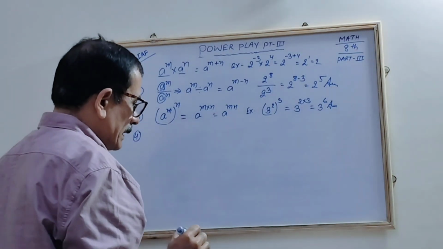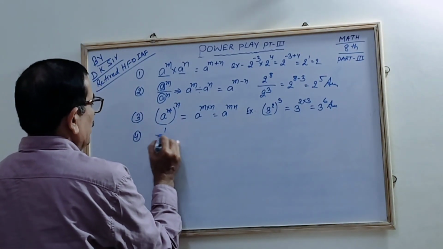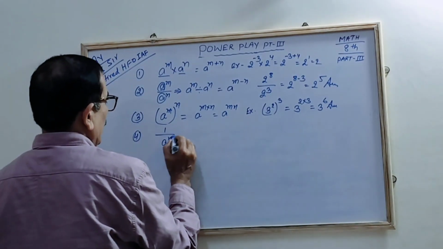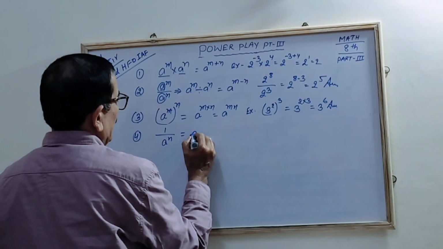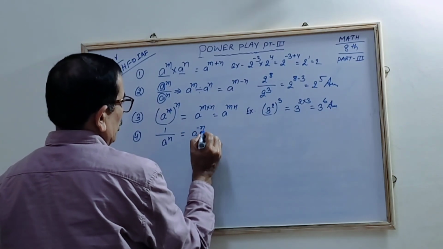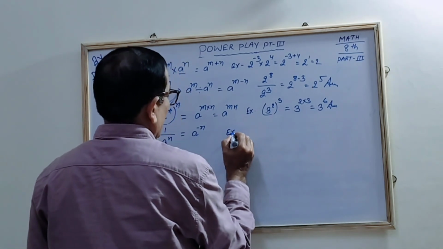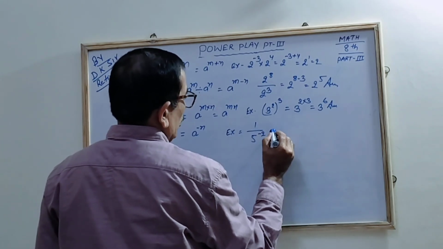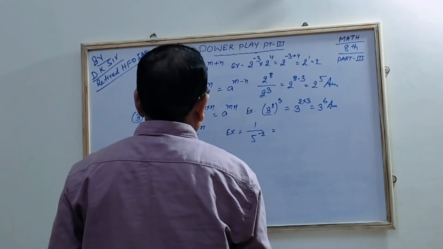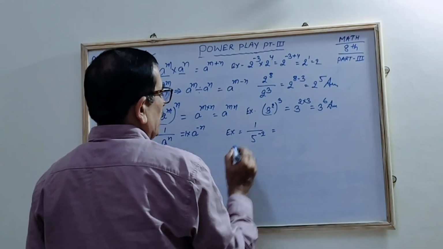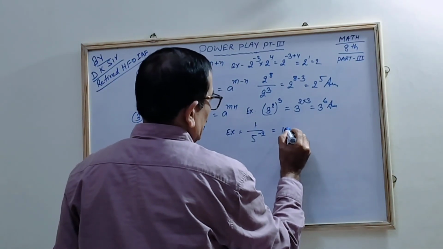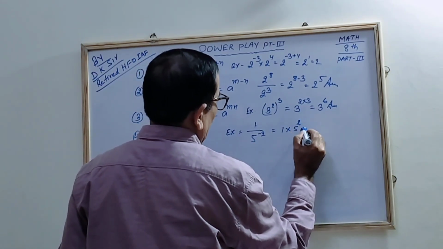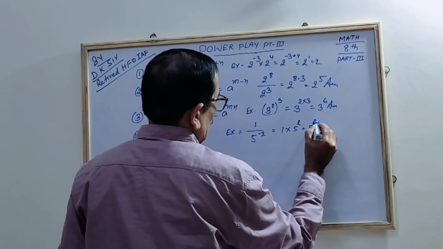Rule number 4 says that if you have a to the power n in the denominator, as 1 by a to the power n, then you should understand it is equal to a to the power minus n. Understood? For example, if there is 1 by 5 to the power minus 2, if you find that 1 is there, you should write 1 into 5 to the power minus 2. When it comes on the top, the sign of the power changes. So this becomes your answer.